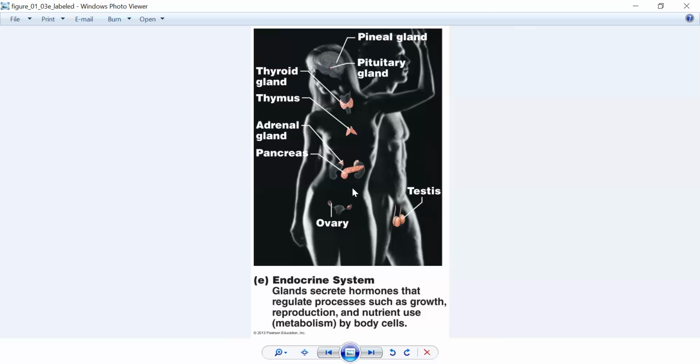Another organ here, let me just point this out. Your pancreas also belongs to the digestive system. The pancreas can also make digestive enzymes that can be delivered to the small intestine. So yes, the pancreas not only belongs here in the endocrine system, but is also part of the digestive system.